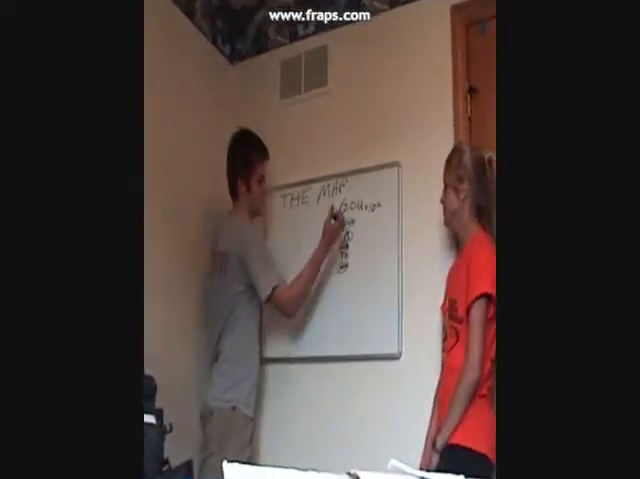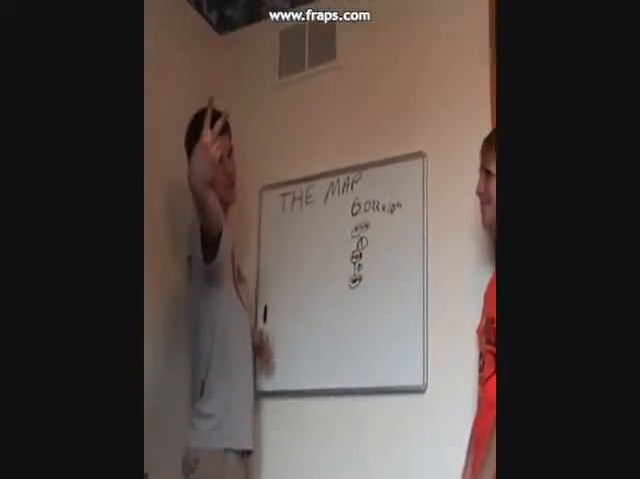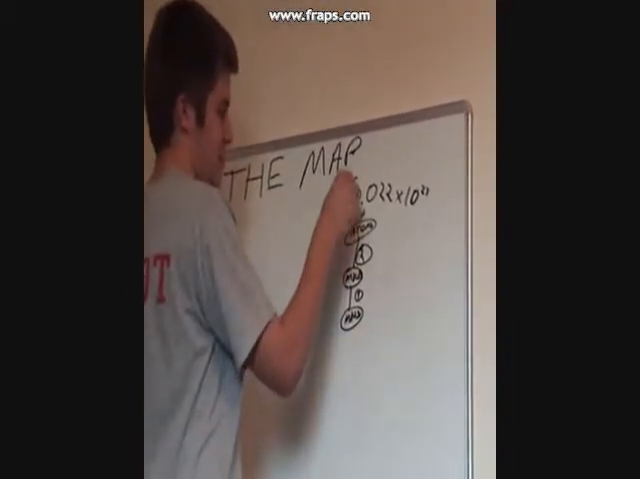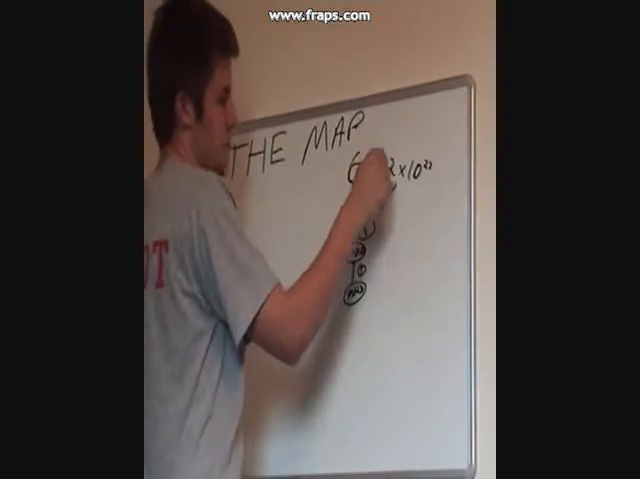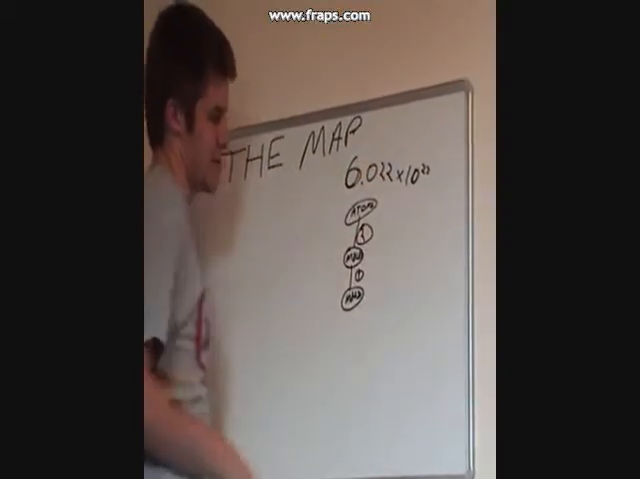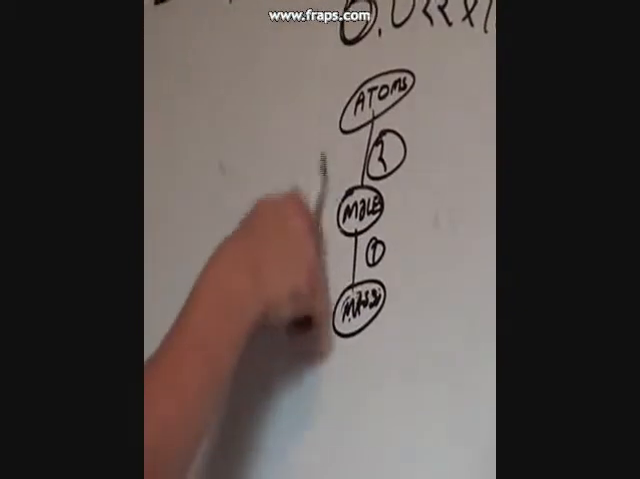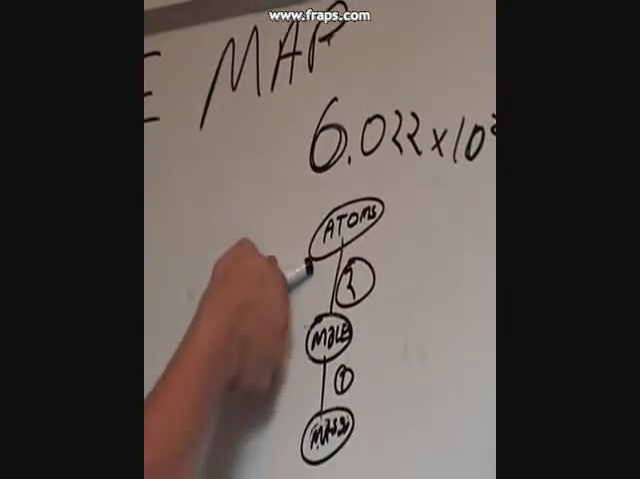That number has to do with step number 2 on the mole map. The number is 6.022 times 10 to the 23rd power. So you multiply however many moles you have times that, and that gives you how many atoms you have.